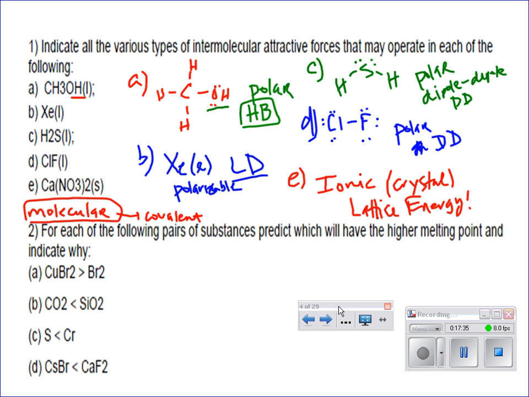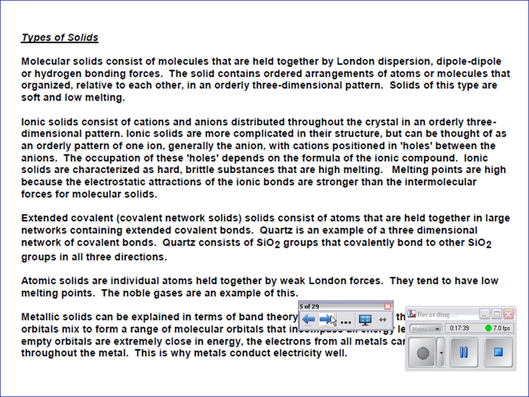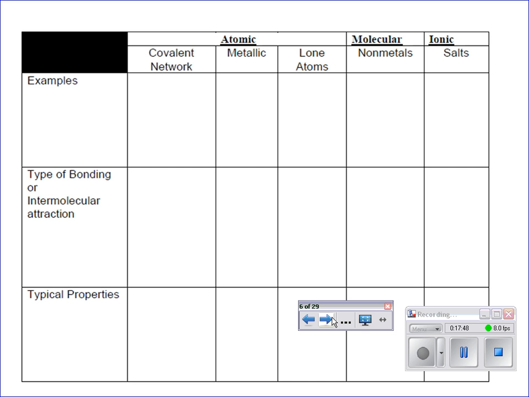Okay, now to do number 2, we really need to complete the table on the next slide. So here you have a list of stuff. This is the table in words. I'm not going to read this to you. This would be a good thing to read before your test. Okay, let's just jump to the table, and we're actually going to start filling this in.